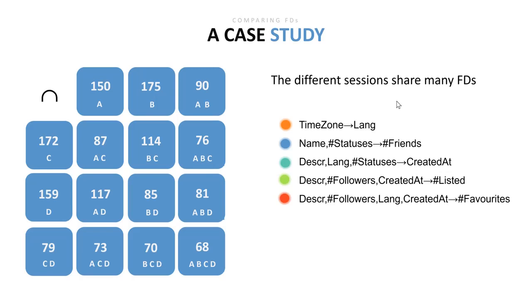And in particular, according to the table shown on the left, this one, the different sessions shared many FDs. This result is not obvious, since in most cases the tweets of the sessions are created by different accounts. On the right, there are some examples of FDs shared among sessions.